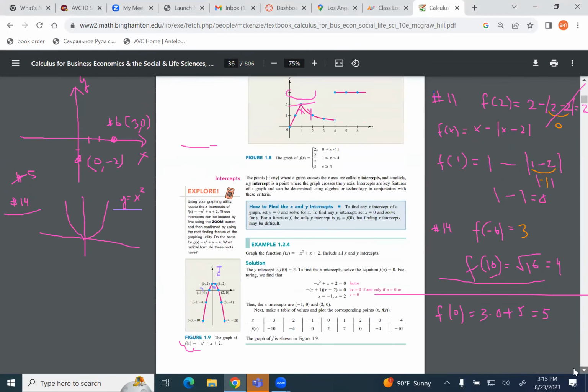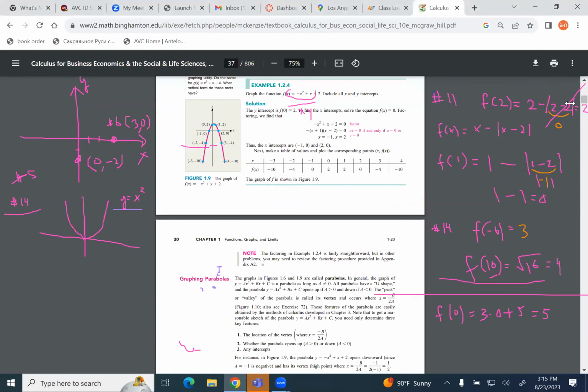And actually, here they have some more of these parabolas, like in example 1.24, they give us a parabola, but this is a little bit different. It's given as an equation with x squared, but some little extra stuff. The extra stuff is here, plus x and plus 2. So it's going to also be in the shape of a parabola, as you can see on figure 1.9, but it happens to go down because of the negative x squared.